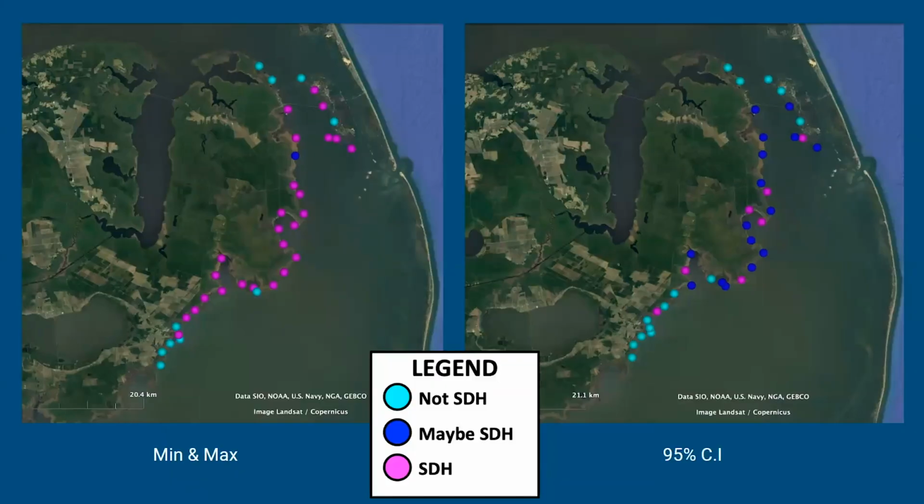Yep. So you were saying that the one on the left was calculated using just the min and max, and it tends to be more liberal because you see more areas that are classified as being SDH. Versus the 95% confidence interval one on the right, you see a lot fewer areas, a lot more in that maybe SDH area. I actually have 2 follow-up questions. What did you use to, what's the maybe? So how did you determine if it was, if it wasn't, or if it was a maybe?